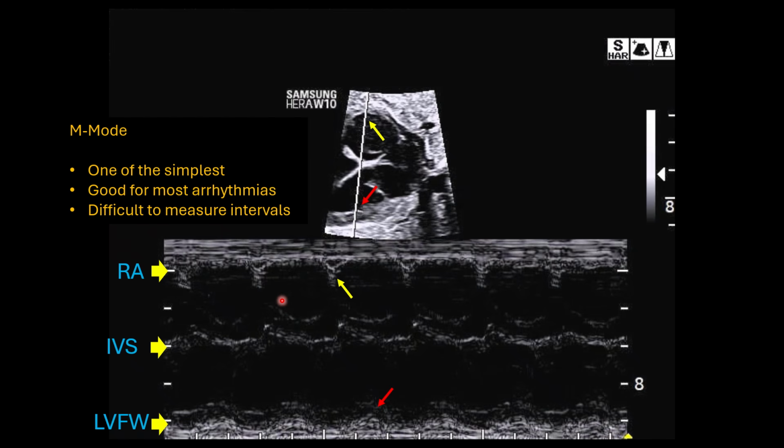You can see the deflections quite nicely here, and you can make out what the atrial and ventricular activity are, but it's difficult to measure intervals. And so as you can see the AV intervals, but it's hard to measure exact timing of events accurately.